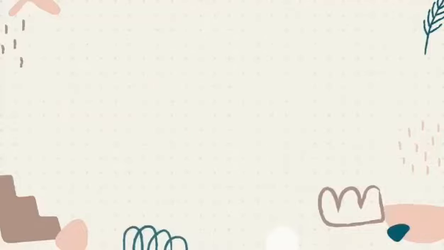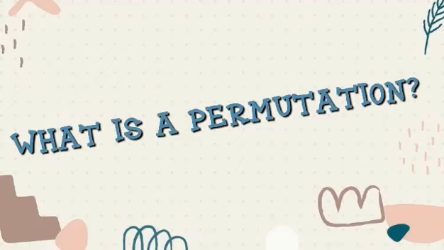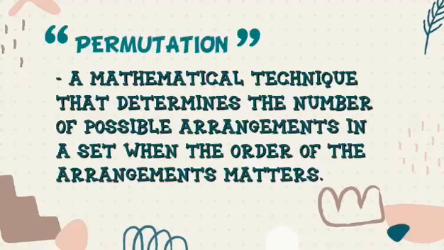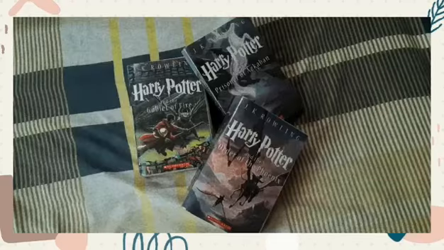Today, I'm gonna show you an example of permutation in real life. But first, what is a permutation? A permutation is a mathematical technique that determines the number of possible arrangements in a set when the order of the arrangements matters. Let me show you an example of permutation in real life.